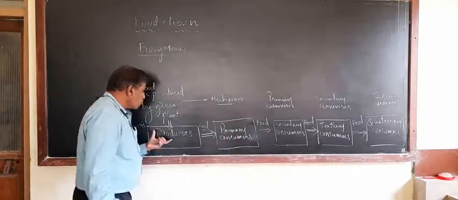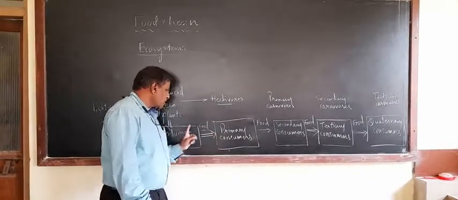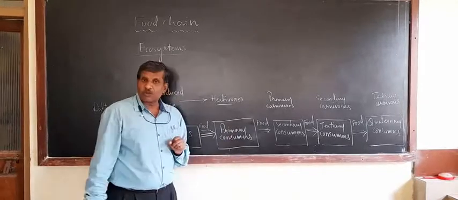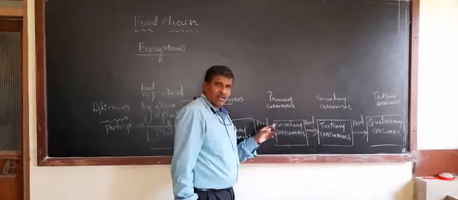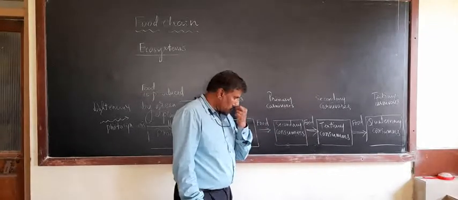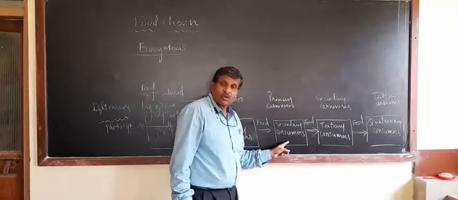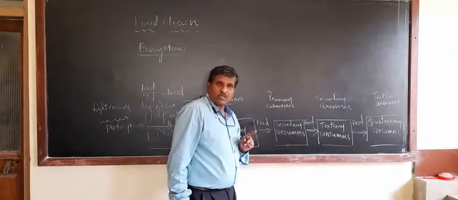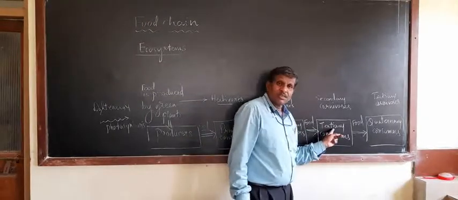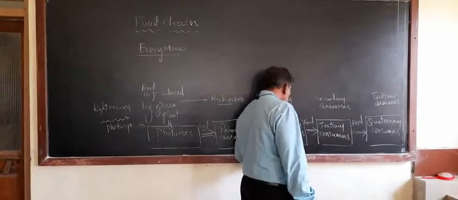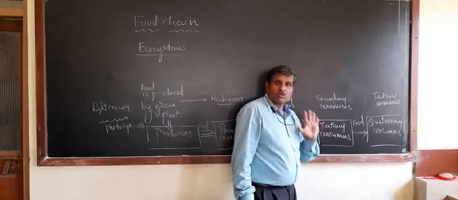Say when the producers are eaten up by the primary consumers, at that time the food present in the producers is getting transferred to primary consumers. Like that, when primary consumers are eaten up by the secondary consumers, the food present in the primary consumers is getting transferred to secondary consumers. When these secondary consumers are eaten up by the tertiary consumers, the food present in the secondary consumers is getting transferred to tertiary consumers.